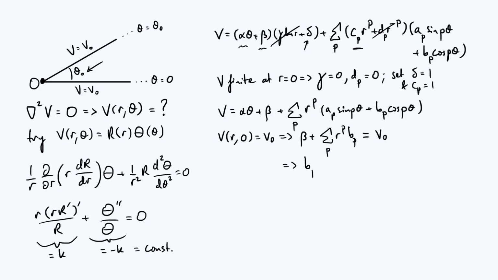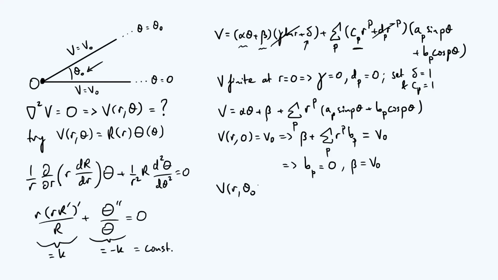So we can say that BP has to be 0 for every p, and then simply beta has to be V0 to make the constant terms work out. So let's note down that beta is V0. Now let's apply our other boundary condition and see what the implications of that are.